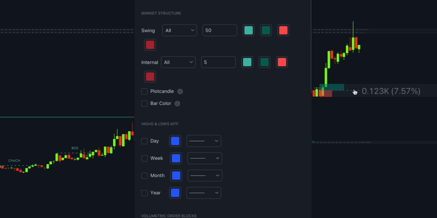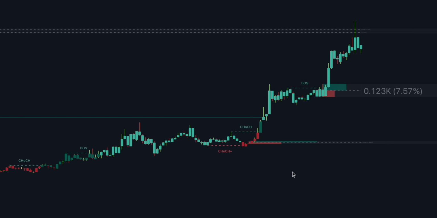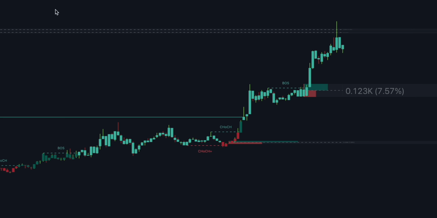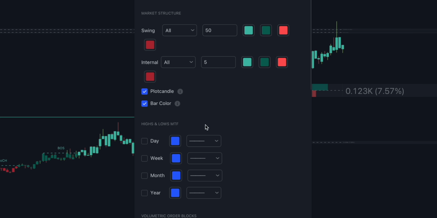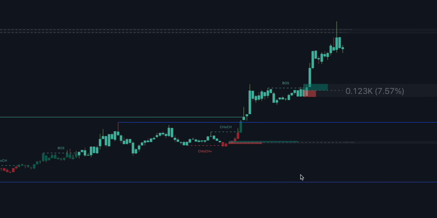Before proceeding with these features, let's open the indicator settings and enable the plot candle option and bar colors. The chart will become more beautiful and neat as a result of this change. In the indicator inputs, you also have the option to plot multi-time frame highs and lows on the chart. You can enable daily, weekly, monthly, and even yearly key levels. This feature alone sets this tool apart from other free indicators on TradingView.